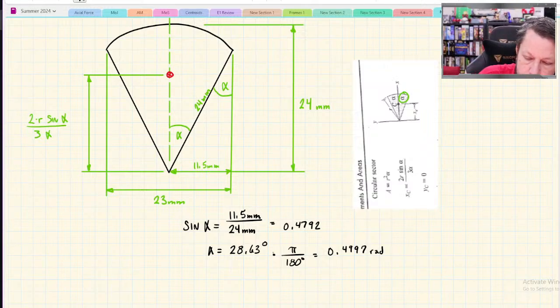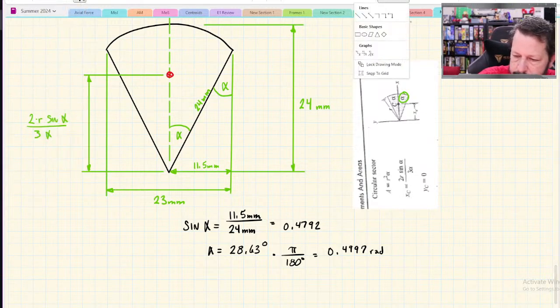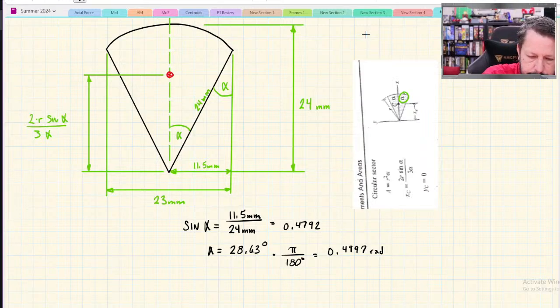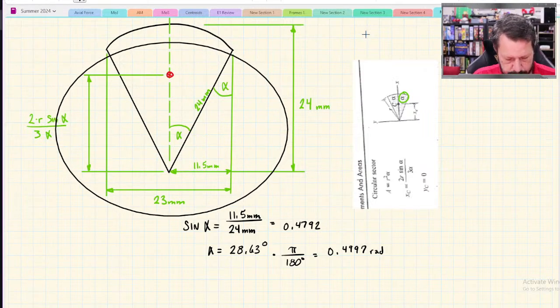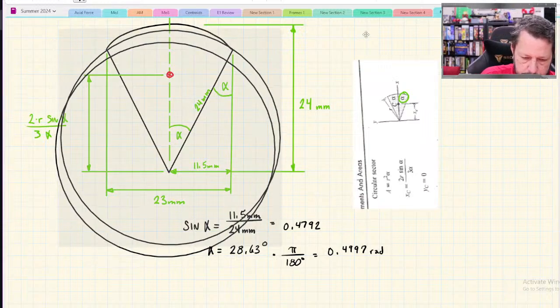Well, 24 is the radius. My picture's not great, so that's one part. The arc that I drew is not a perfect circle. Maybe I could do that. I wonder if I can get a really good circle on there that's the right size.